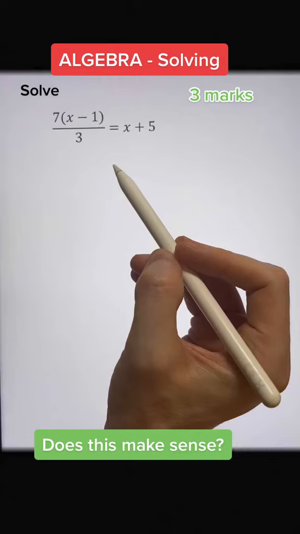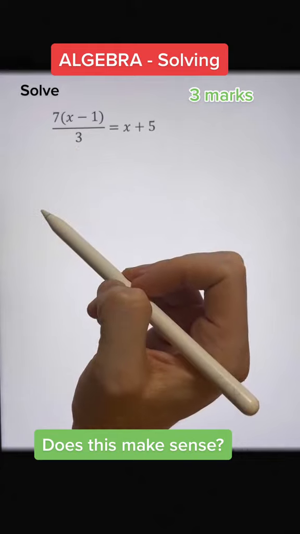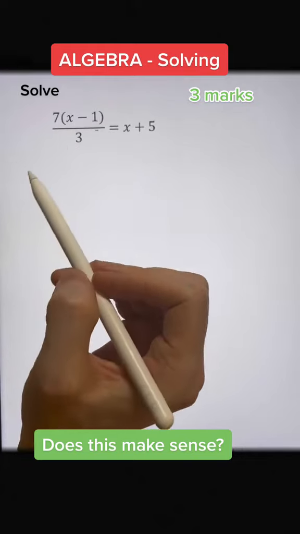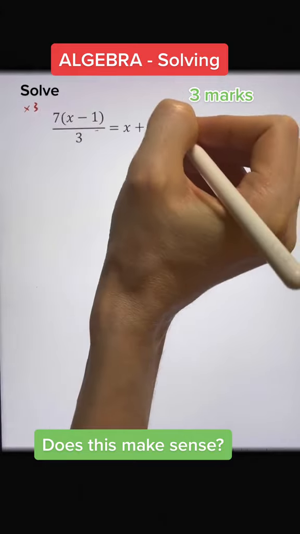Solve means to work out the value of the letter. In this case, I'm solving for the letter x. As I've got a fraction on the left-hand side, we never like dividing in mathematics. The opposite of divide by 3 is to multiply both sides of our equation by 3.